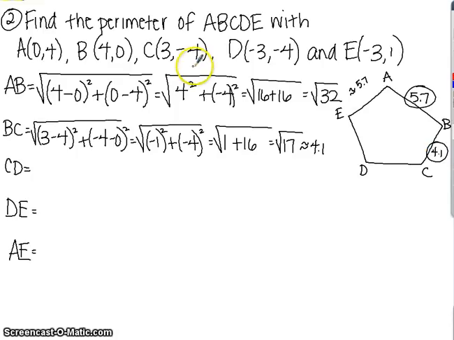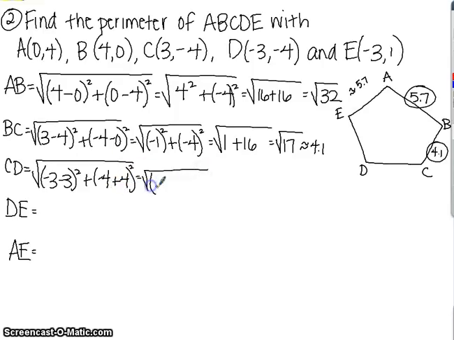Next, CD. So we're going to use these points. Alrighty. Negative 3 minus 3 squared plus negative 4 minus negative 4 turns into a plus 4. So I'm going to write it like that. So we get negative 6 squared plus, oh, nice. I love zeros. Square root of 36, 6.